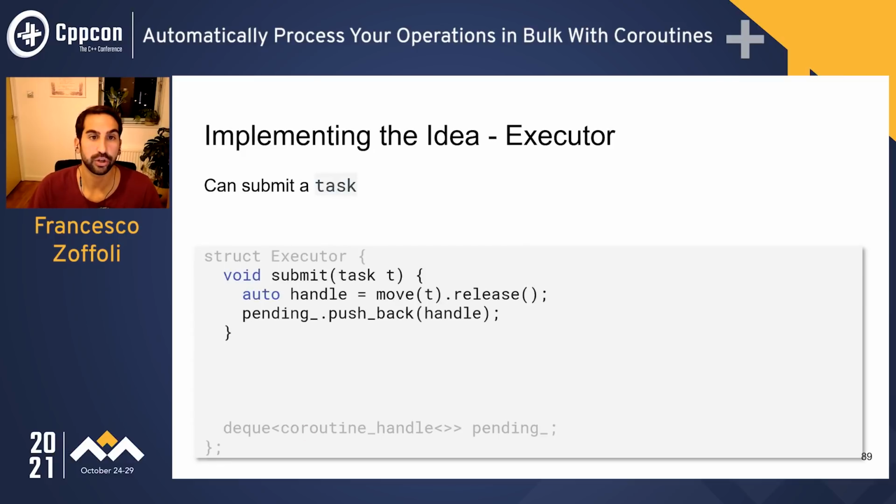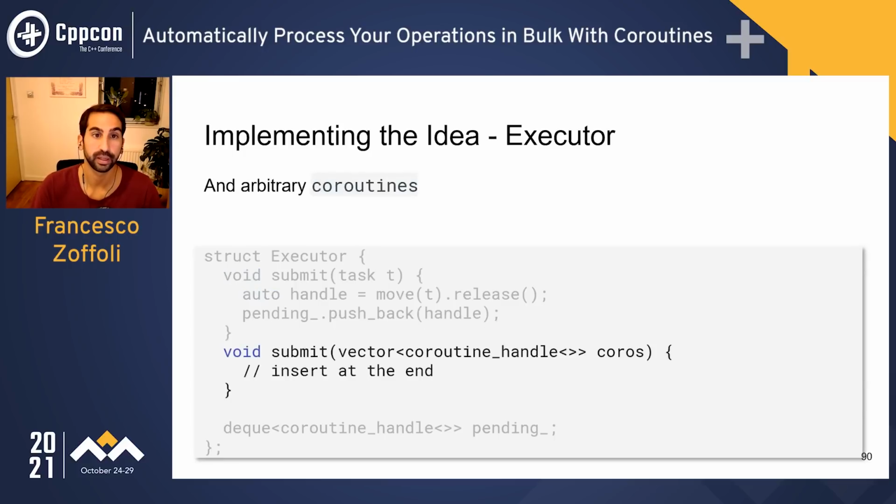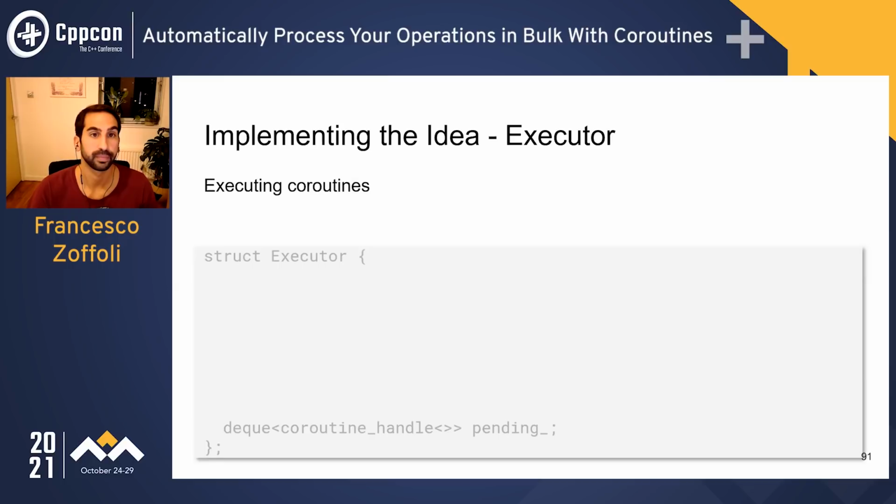For the submit function, we are going to take a task, and then we are going to call the release method to steal the handle from the task. And then we are going to push it back into our deque of pending coroutines. We are also going to implement submit, taking a vector of coroutine handles. And here we are going to call the standard methods to insert at the end of the deque. Let's now look at how we are going to execute the coroutines.